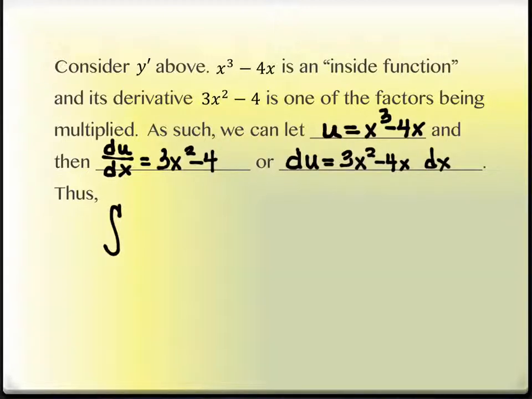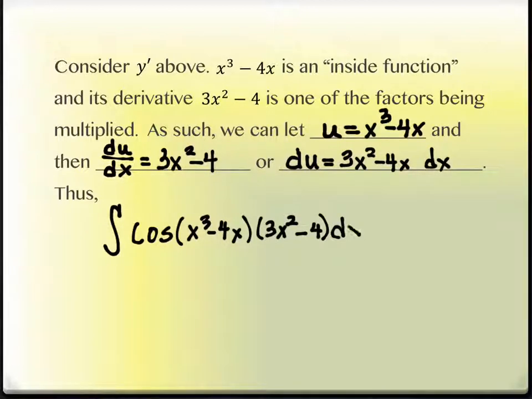So here's the way that the problem would actually play out. If we were taking the integral of the cosine of x cubed minus 4x times 3x squared minus 4 dx, we do a substitution. We do a replacement.